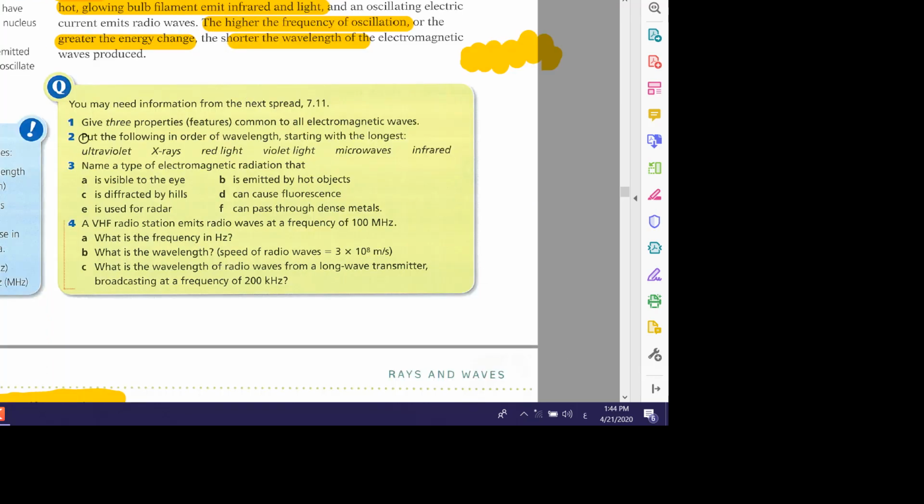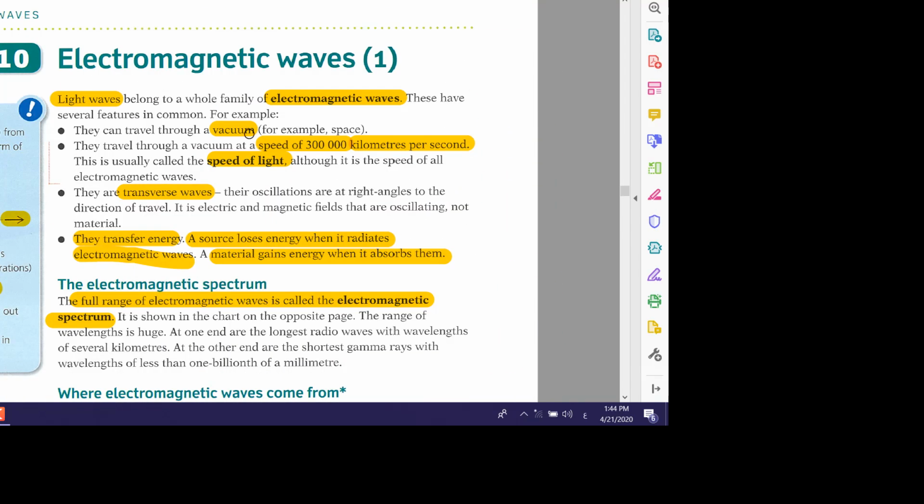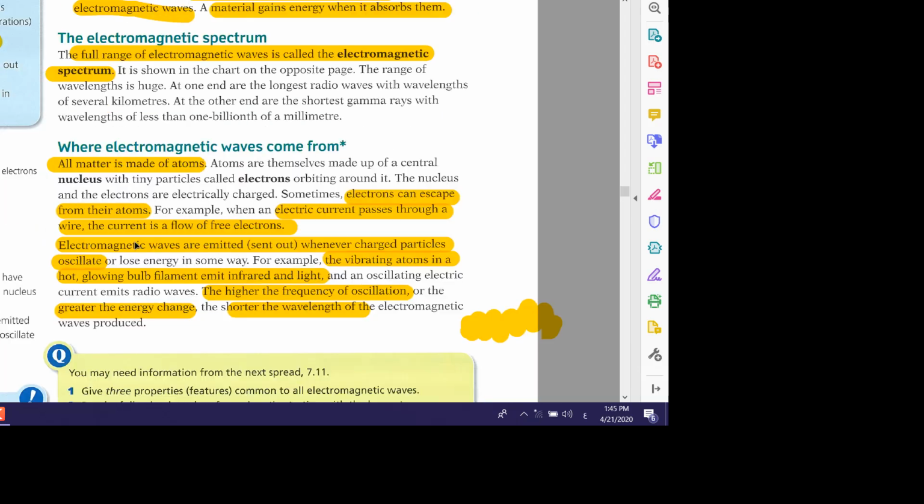Questions. Question number 1. Give 3 properties or features common to all electromagnetic waves. As we mentioned at the beginning of the lesson, here are the common features of electromagnetic waves. Firstly, all of them can travel in a vacuum. Their speed is 300,000 kilometers per second. They are transverse waves, and also they can transfer energy.